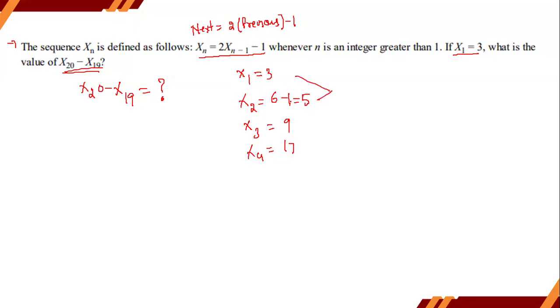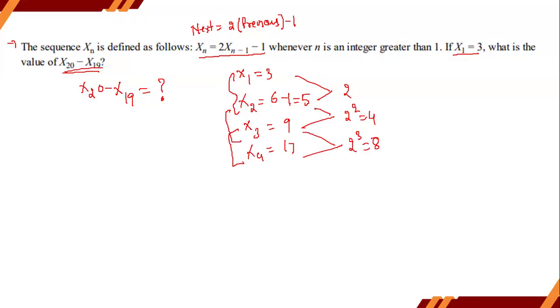So what is the difference between the first two, x2 minus x1? This is 2. What is the difference between x3 minus x2? Here it is 4, so let's write it as 2 squared. What is the difference between x4 and x3? So 17 minus 9, that is how much? 8, so let's write it as 2 cubed.